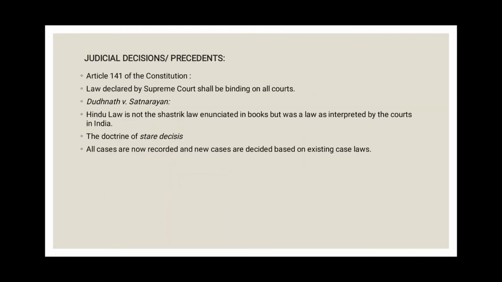The last and the third modern source of Hindu law is the precedents and the judicial decisions. Article 141 of the Indian Constitution observed that law declared by Supreme Court shall be binding on all the courts. Dudnath versus Satyanarayan, it was a case in which it was observed that Hindu law is not the Shastric law enunciated in books, but it was a law which was interpreted by the courts in India. And therefore the doctrine of stare decisis is applicable in India. It means that we will stand and abide by what has been earlier decided. And therefore the cases are now recorded and decided on the basis of existing case laws along with the legislation. These were the modern sources of Hindu law.